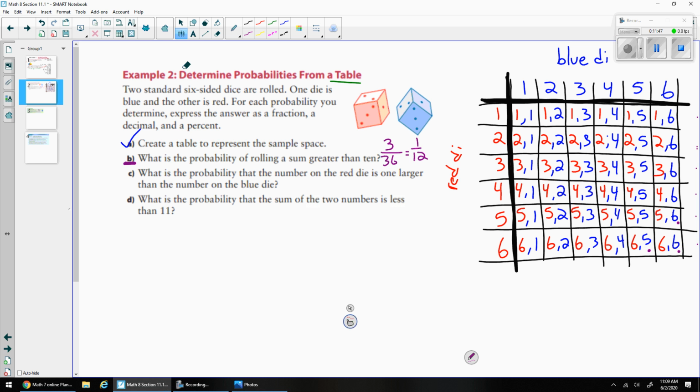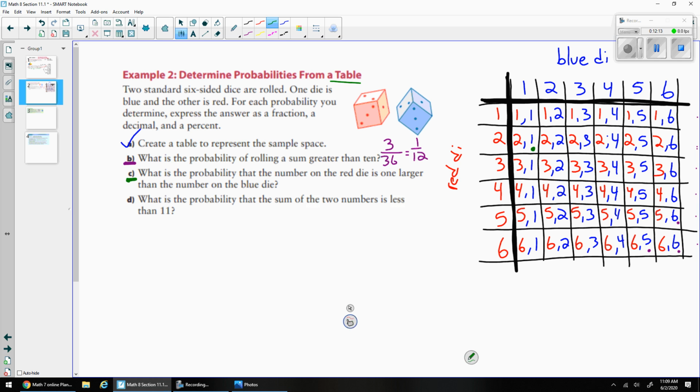Okay, let's do green here. What is the probability that the number on the red die is 1 larger than the number on the blue die? So how many situations here is the red die 1 larger than the number on the blue die? So let's look. So 1 and 1 is larger. Okay, here 2 and 1, the red die is larger by 1.